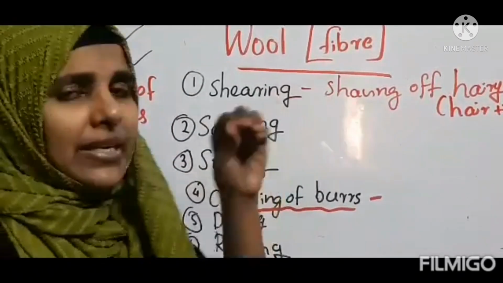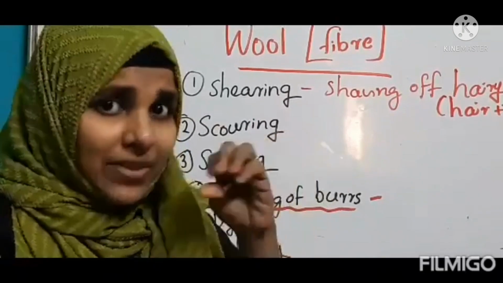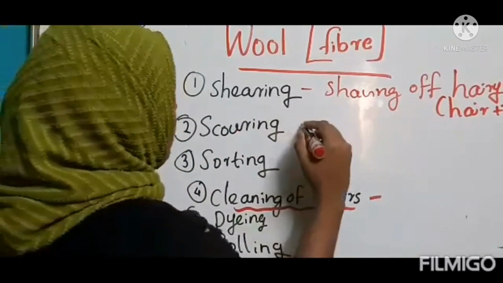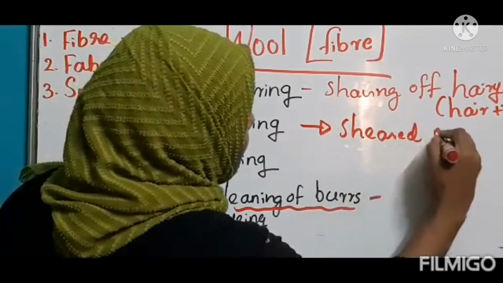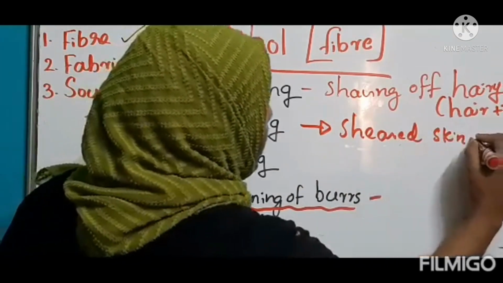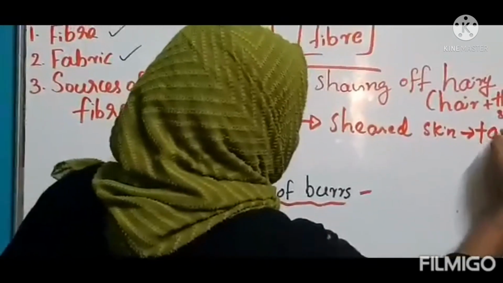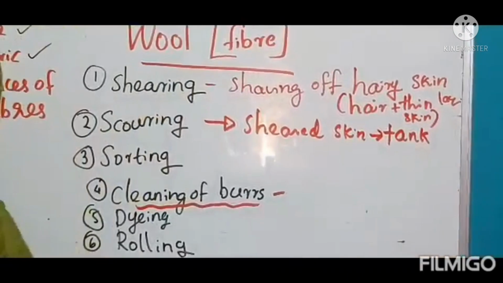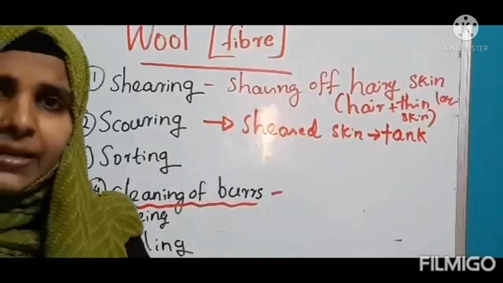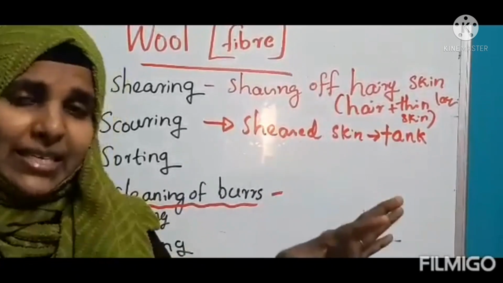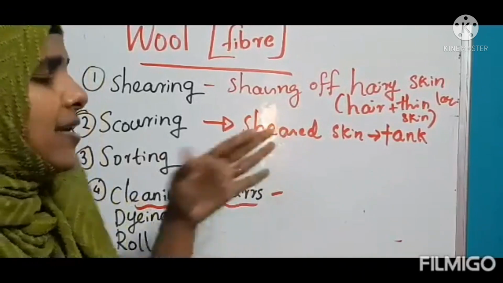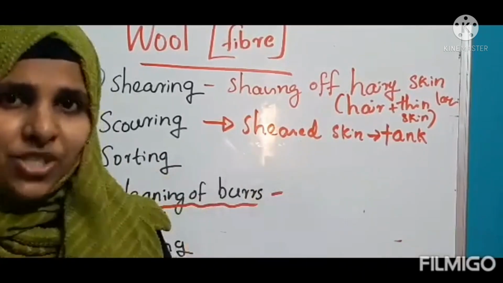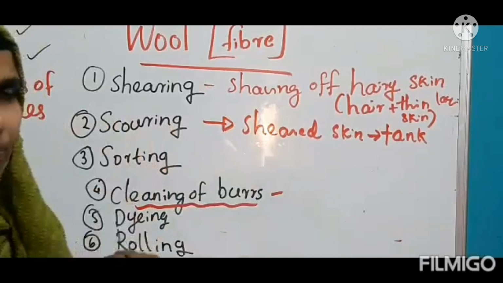After shaving we will get some hairs with a dry skin. That shared skin, what will we do? That shared skin we will put in a big tank. Okay. Why are we putting it in a big tank? Because for removing the dust particles or the dirty particles from it. Now it is done by machine, we are using this scouring process.